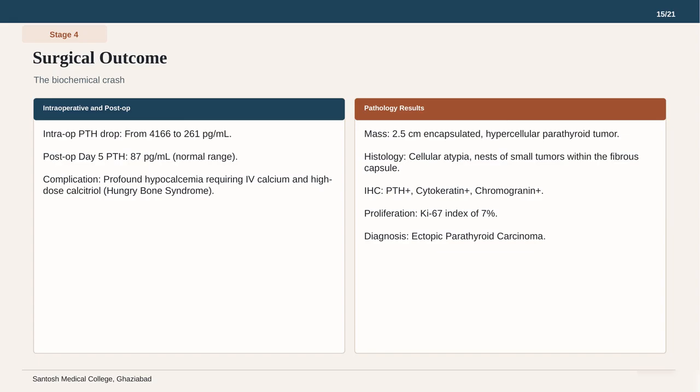The mass showed cellular atypia and nests of tumor cells within the fibrous capsule. Immunohistochemistry was positive for parathyroid hormone, cytokeratin, and chromogranin, with a key Ki-67 index of 7%. This led to the formal diagnosis of ectopic parathyroid carcinoma. While the immediate crisis was managed, the diagnosis of carcinoma means the patient's journey is far from over. Let's look at the long term course and the risks this patient still faces.